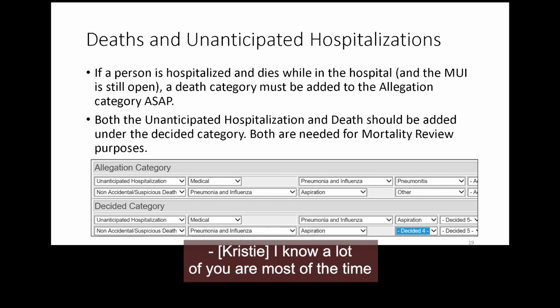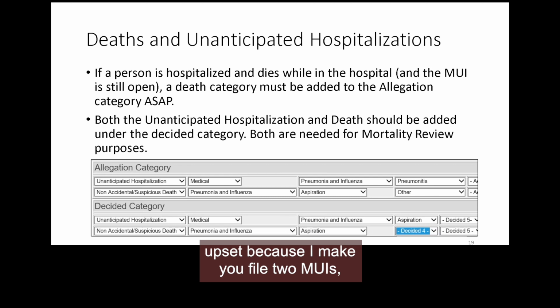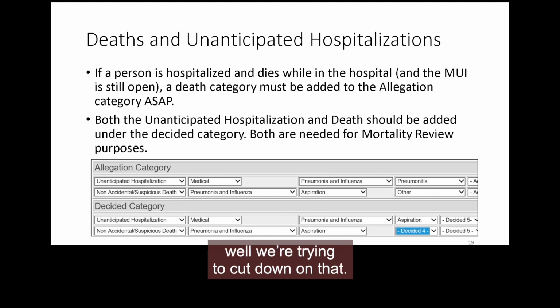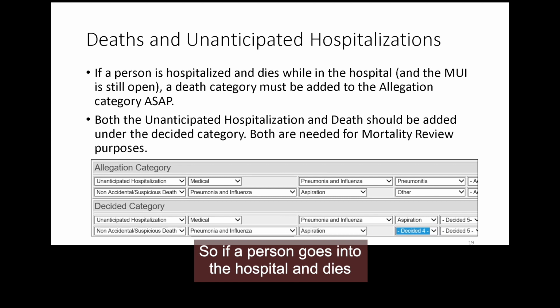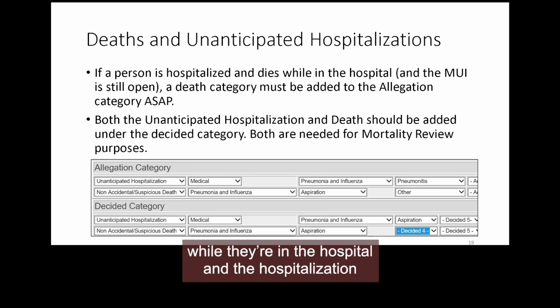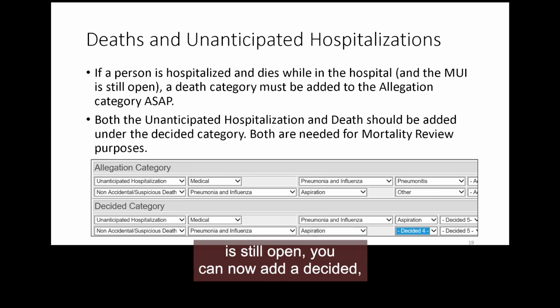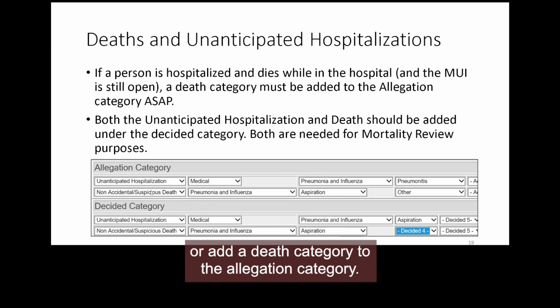I know a lot of you are most of the time upset because I make you file 2 MUIs. Well, we're trying to cut down on this. So if a person goes into the hospital and dies while they're in the hospital and the hospitalization is still open, you can now add a decided or add a death category to the allegation category.